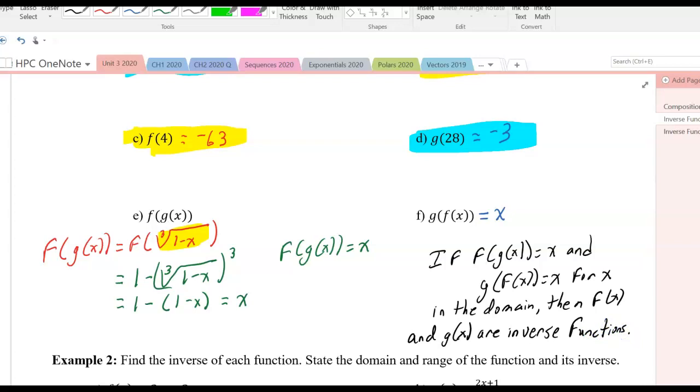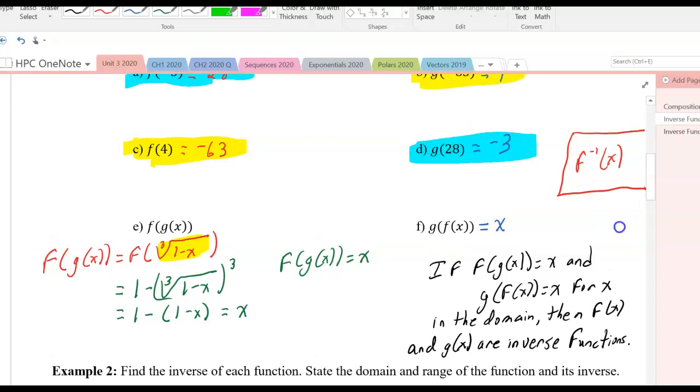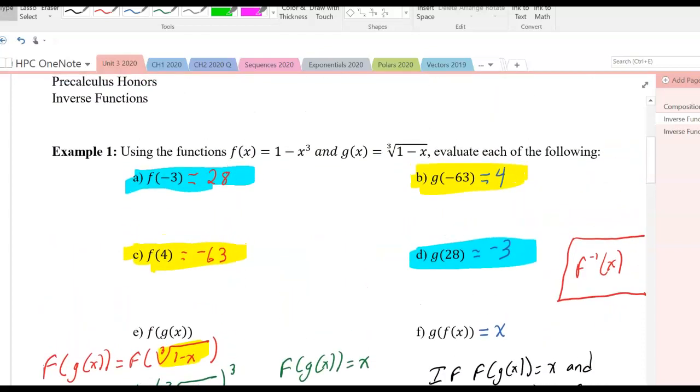And the way we denote an inverse function, I'm going to write this in the top corner here. This notation, f inverse of x, represents the inverse function. So just for completeness of our notes, f inverse, since we know they're inverses because we compose them, is the cube root of 1 minus x. That -1 does not mean reciprocal. It's not an exponent.